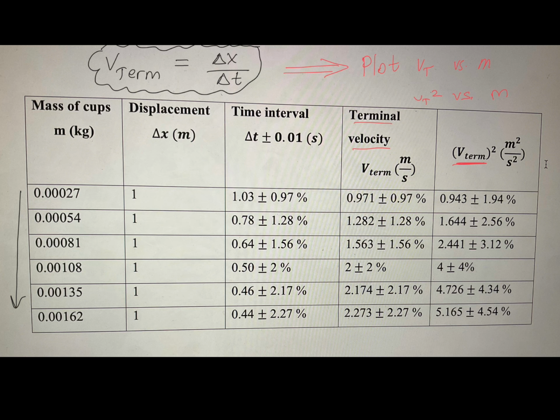This is the data I obtained, which I'll now use to plot 2 graphs. As mass increases, you can see that terminal velocity also increases, but we are going to try and see which of the 2 graphs is linear.